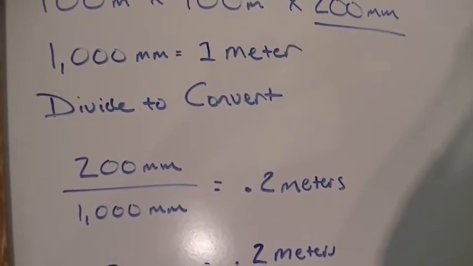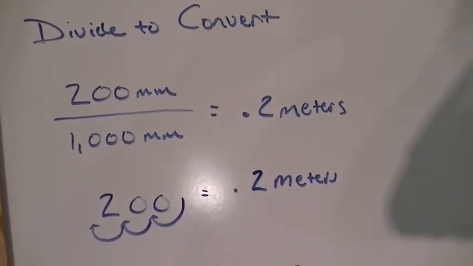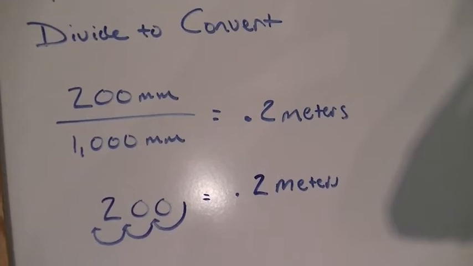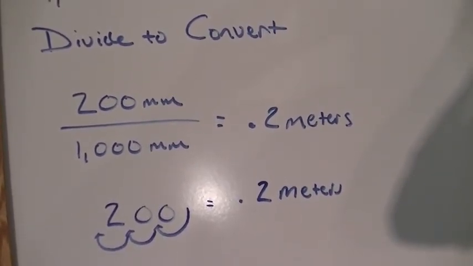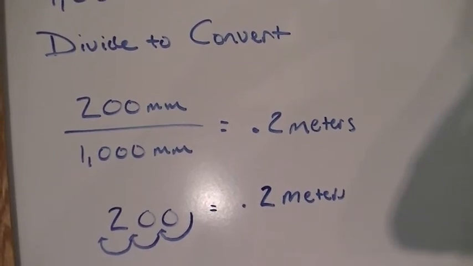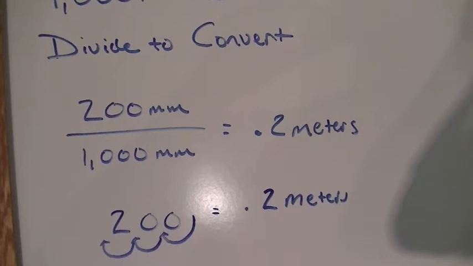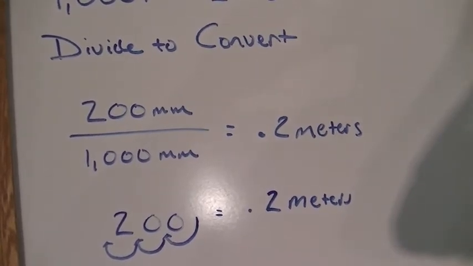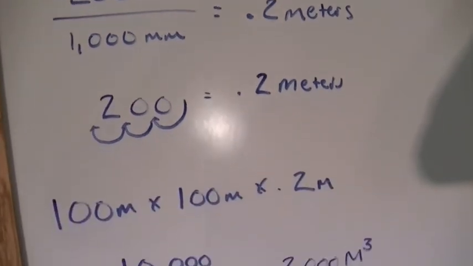So we don't have a calculator, don't panic. Because you're dividing by 1,000, all you have to do is shift your decimal spot 3 spaces to the left, and it will also give you 0.2 meters. So starting from the end of 200, move your decimal 3 spots to the left, gives you 0.2 meters. Now we're golden. We can finish the problem.